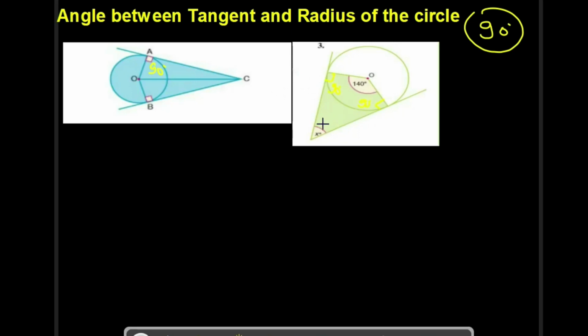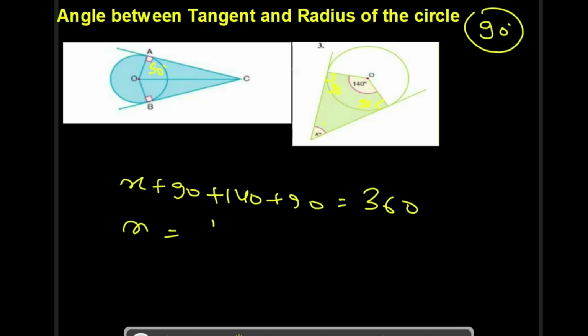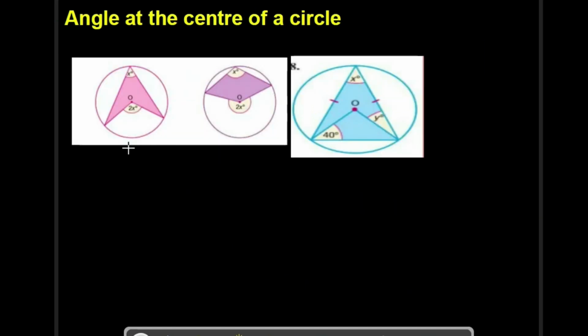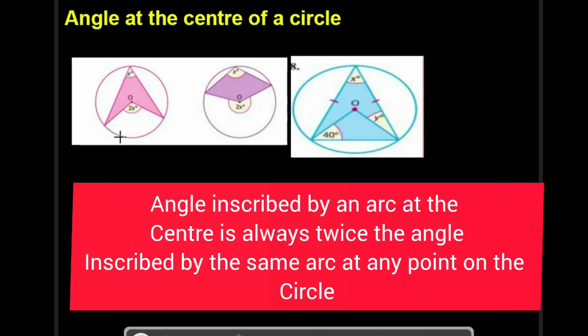Okay, let's solve this one. This is going to be 90 degree. This is going to be 90 degree. And this is X. So this is a quadrilateral. X plus 90 plus 140 plus 90 is going to be 360. X is going to be 360 minus 180 minus 140. Right, 90, 90, 180 and minus 140. 180 minus 140, which is going to be 40, or we can directly write angle at the center of a circle.